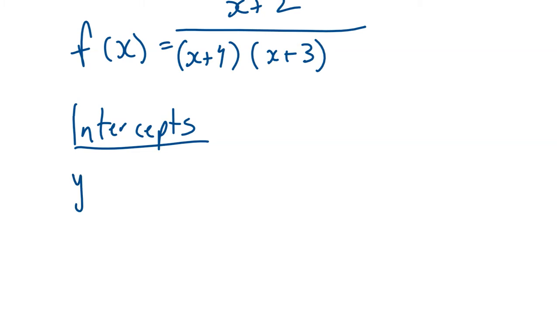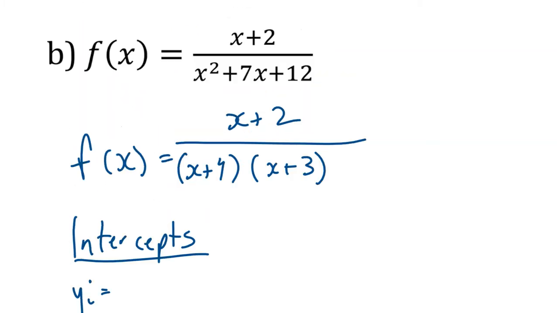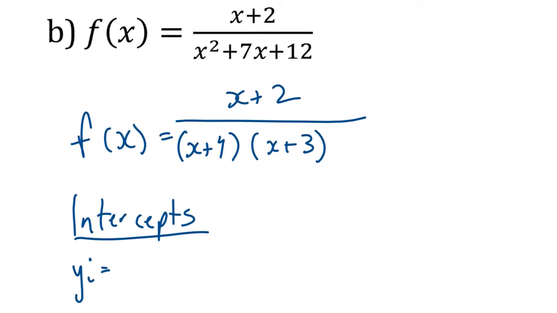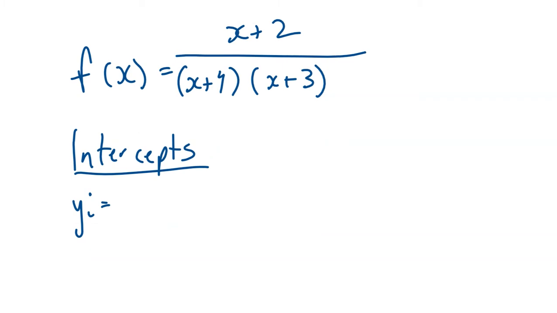Okay, so I always start with the y-intercept. The y-intercept is 1 over 6, so 2 over 12, which reduces to 1 over 6, right? Again, you certainly don't have to show this. You just write 1 over 6. And 1 over 6 is 0.17 approximately.